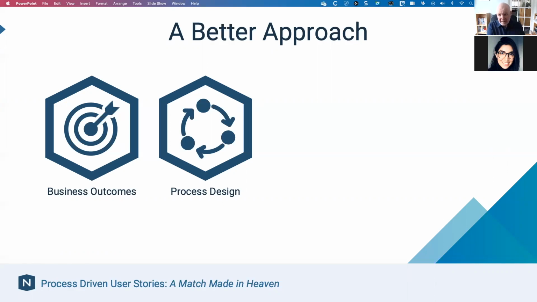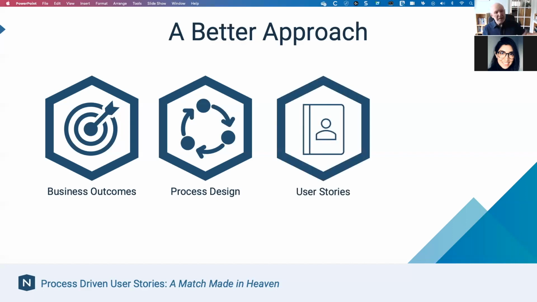What are the activities? What are the tasks? What are the roles, the responsibilities? How are we going to measure this? You define the processes that are going to support those business objectives. And once you have a good, clear understanding of what those processes are, you can then start creating user stories.